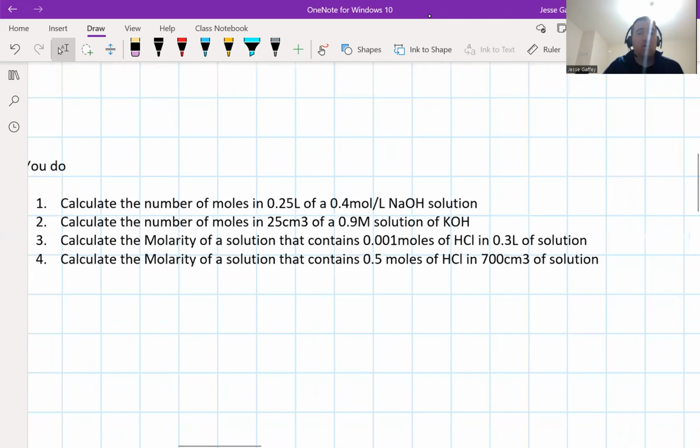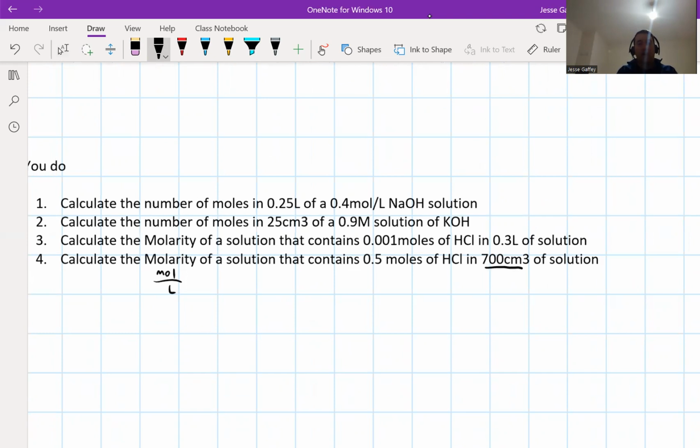I am going to do one of the last ones. I'm going to do number 4 here, just because it's slightly different. It says calculate the molarity. So that's molarity means moles per liter of a solution that contains 0.5 moles of HCl in 700 centimeters cubed.